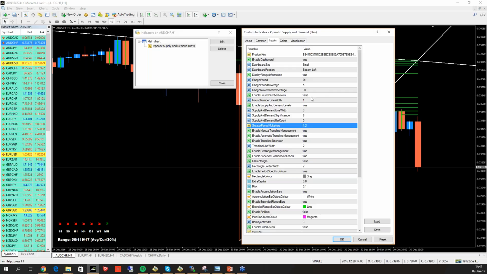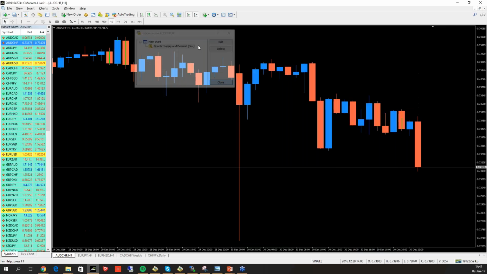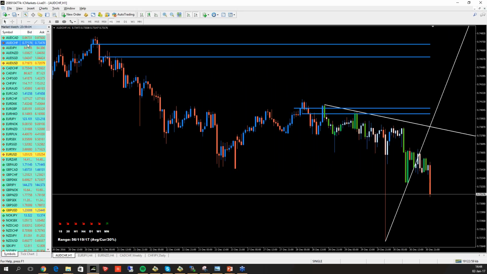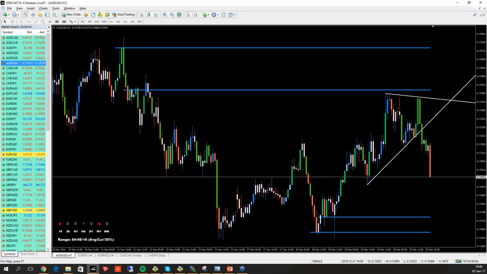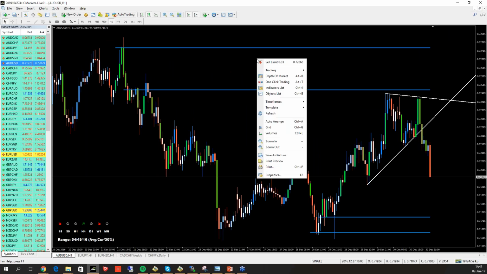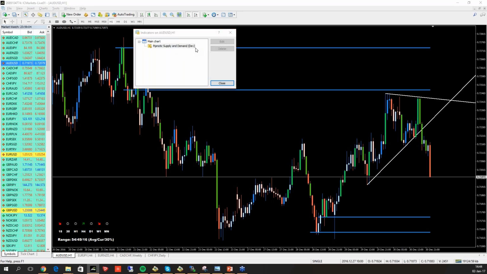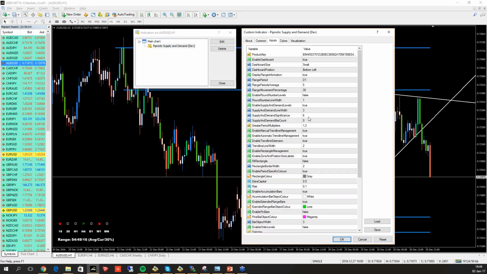Good. Then we have this setting, supply and demand significance. Okay, if we'll just look at this setting for now. Let's find another pair that's a bit clearer. That's better. That's a nice, clearer pair. Here you can see that we have a line here, 4-hour level. We have another one here, supply. We have demand here at the bottom, and these have a significance of 6 here.